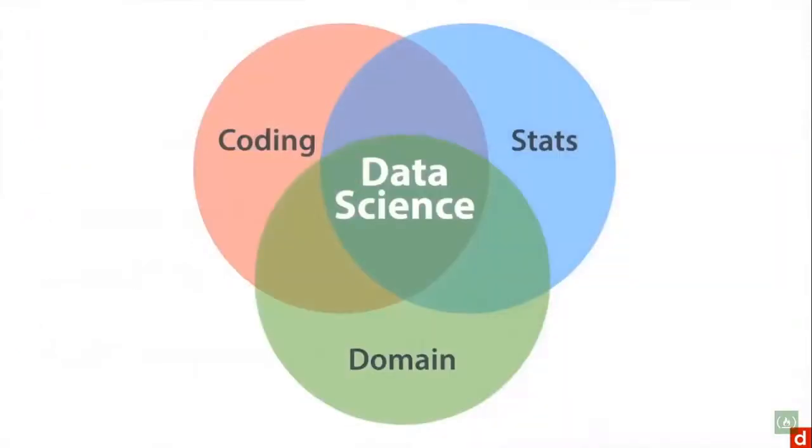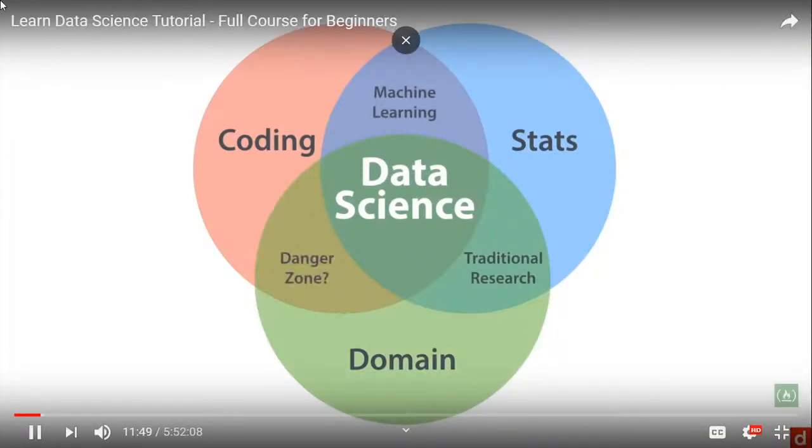Now, let's go back to our Venn diagram here just for a moment. Because this is a Venn, we also have these intersections of two circles at a time. At the top is machine learning. At the bottom right is traditional research. And on the bottom left is what Drew Conway called the danger zone. Let me talk about each of these.